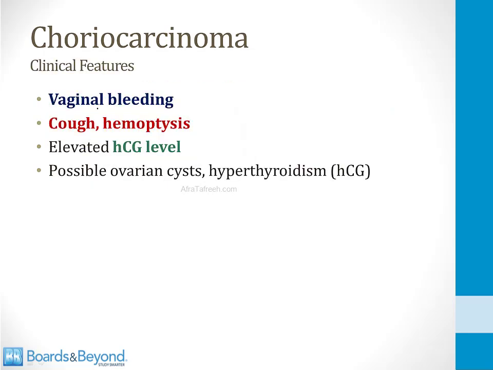Some of the symptoms of choriocarcinoma are shown on this slide. It can cause vaginal bleeding, just like a molar pregnancy. Because it often metastasizes to the lungs, cough and hemoptysis may be present at presentation. The HCG level will be high on serum testing, and sometimes you can see the same symptoms you see in molar pregnancy from high HCG levels, symptoms like ovarian cysts and hyperthyroidism.